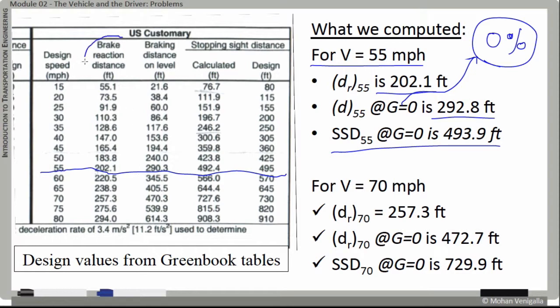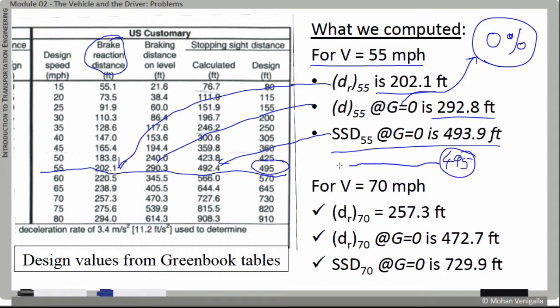So the brake reaction distance, this is the reaction distance dr, which is 202.1, and that is the same as ours. What we computed for this part is something like 292.8. So we are slightly higher because they used some extra rounding while using the design parameters. We will see what that is in just a bit. And for the total computed stopping sight distance we have 493.9, and they got 492.4, and the actual design value that is recommended is 495, which is rounded to the next 5 feet increment. So that is what is recommended here.